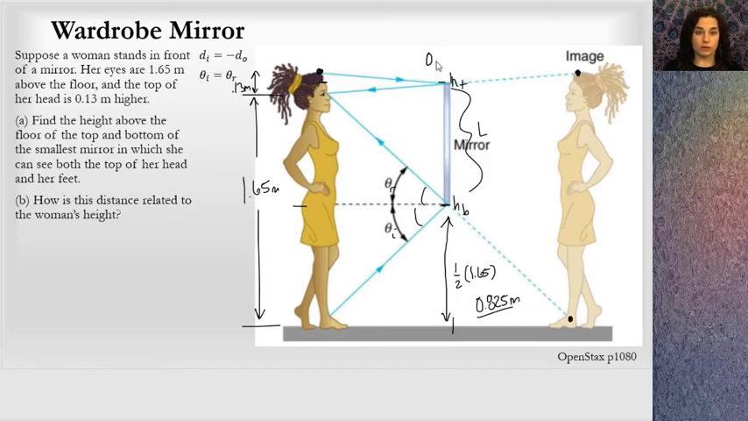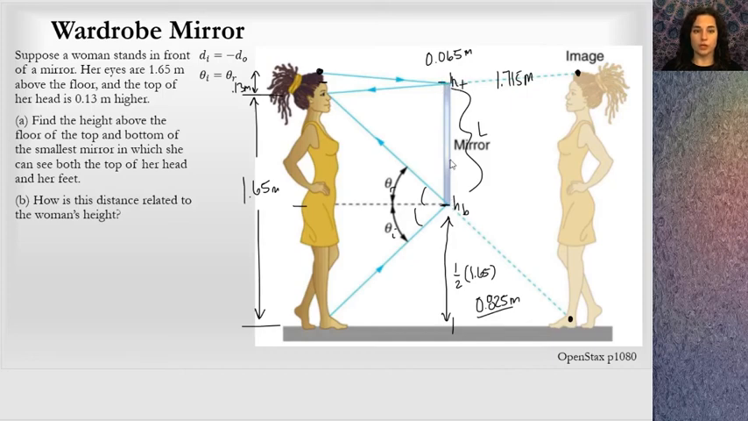So that'll be 0.065 meters. So 6.5 centimeters from the top of her head, which is also 6.5 centimeters above her eyes. And we know the distance from the floor to her eyes is 1.65, and then we'll add an additional 6.5 centimeters to that. And so above the ground, the top of this mirror is going to be 1.715 meters. So that's how far above the ground the top of the mirror needs to be.